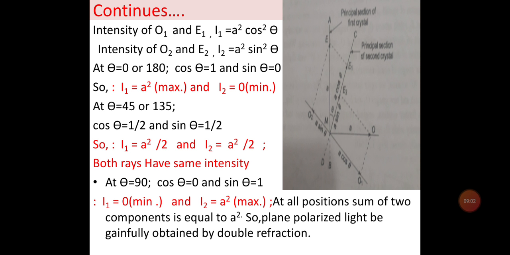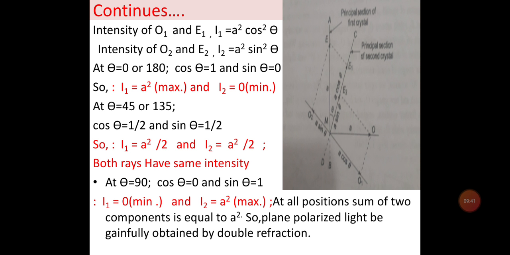Right. The next case is when theta is equal to 90 degrees. In this particular situation, cos theta will be equal to 0 and sin theta will be equal to 1. So I1 will be equal to 0 and I2 will be A square, that is maximum. So we will say that O1 and E1 will disappear and O2 and E2 will have the maximum intensity, which is equal to A square. So we can conclude here that at all positions, the sum of the two components, I1 plus I2, will remain equal to A square. So plane polarized light can be usefully obtained by double refraction.